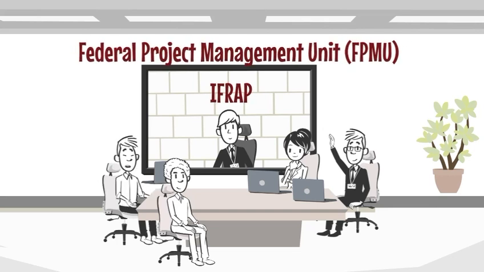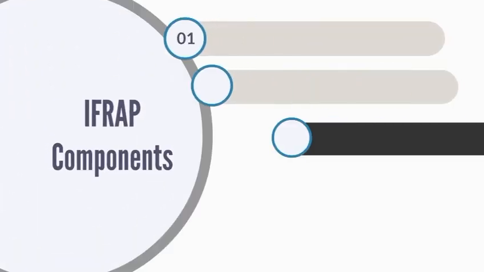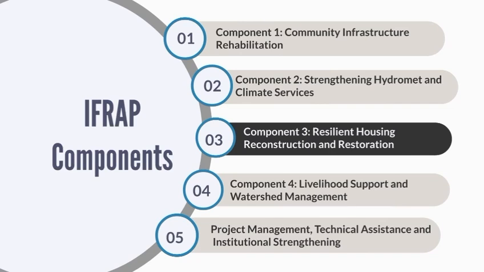IFRAP is a federal government-led project that aims to support the reconstruction and restoration of houses and revive and enhance the livelihoods of communities. IFRAP, implemented by the Federal Project Management Unit, FPMU, comprises 4 operational and 1 management component, targeting approximately 2.7 million people in flood-affected districts of Balochistan.